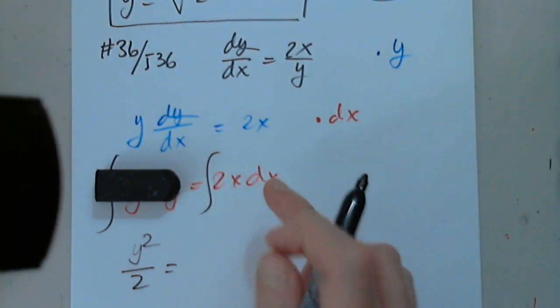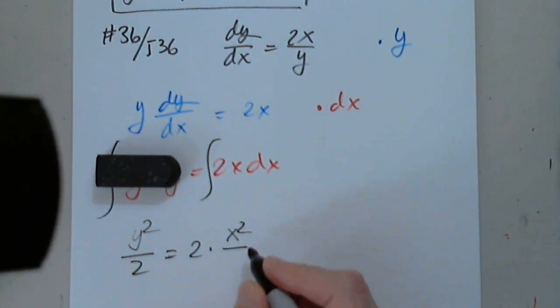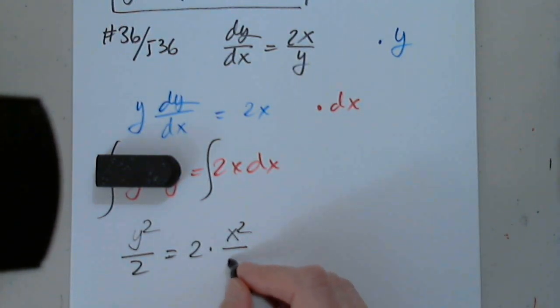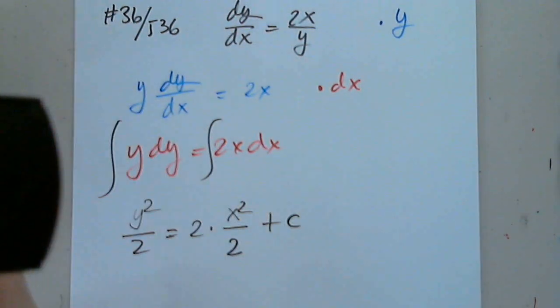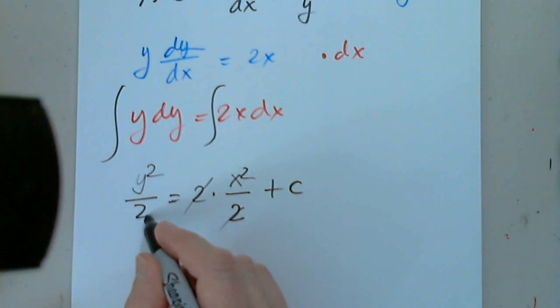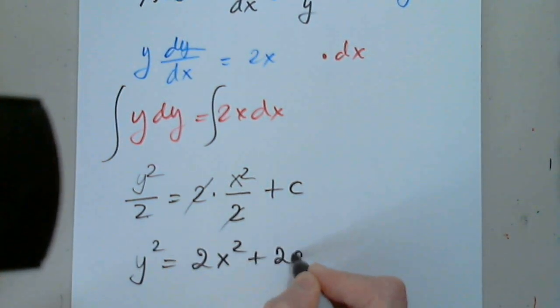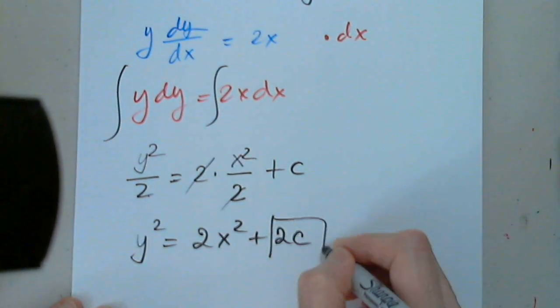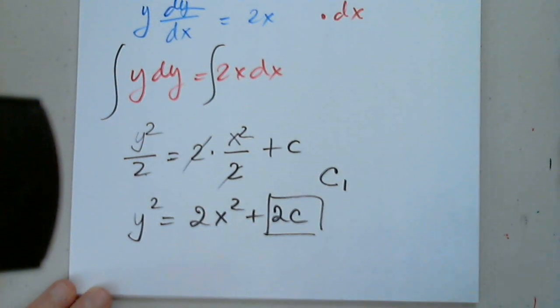Don't look to the left. Tell me what to write for the right. X squared over 2. Perfect. Or you already simplified. Very good. You're way ahead of me. Perfect. So we simplify. So I'll multiply both sides by 2. You can feel free to change this into C1 if you want to, or you can keep it as is. Good.